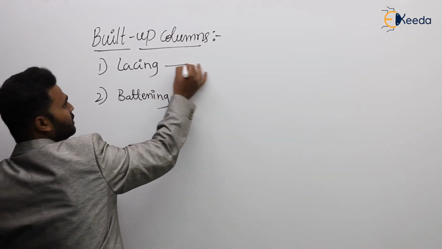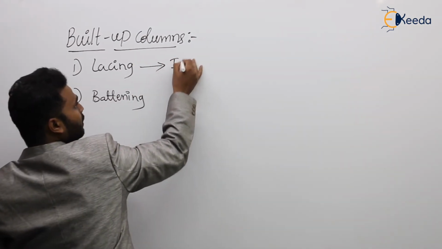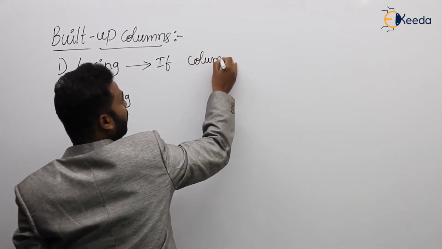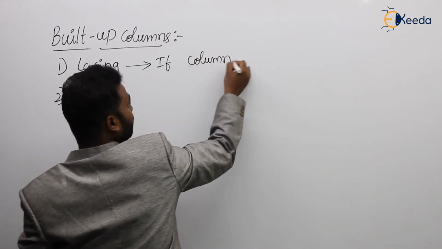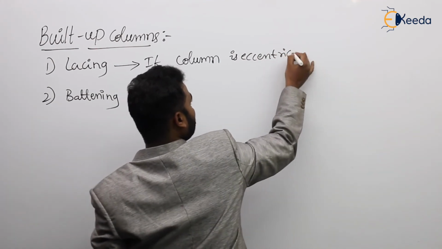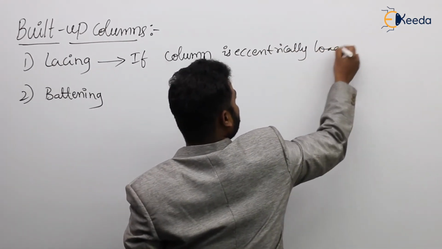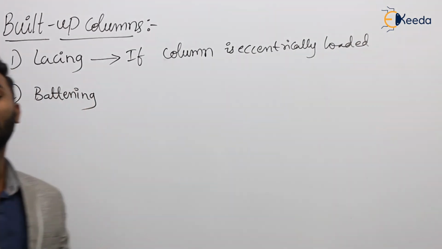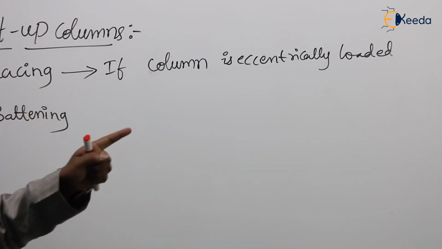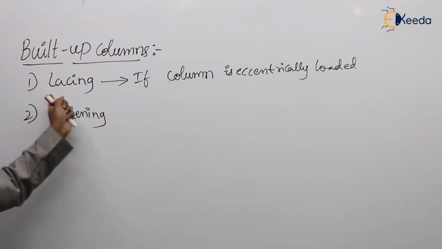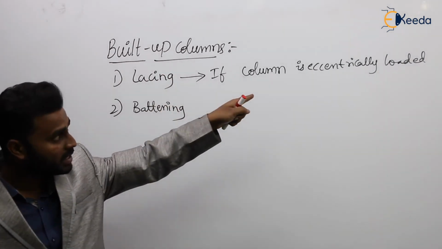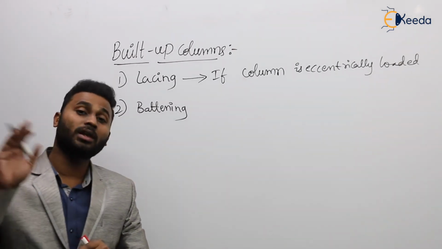Generally we prefer lacing if the column is eccentrically loaded. What is meant by eccentrically loaded? Along with the concentric load, there acts a moment. That is what eccentrically loaded means. So if the column is eccentrically loaded, then we make the built-up column by using lacing. The load on that column is eccentric.